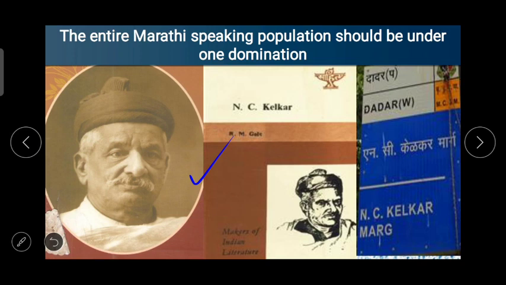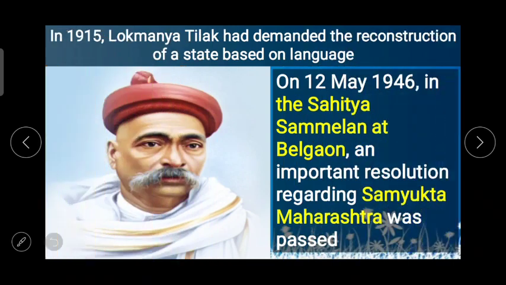In 1915, next to N.C. Kelkar, Lokmanya Tilak had demanded the reconstruction of a state based on language. But during that period, the issue of independence of India was more important, and hence this issue remained aside. So before 1947, even before India got independence, many people had this demand, but at that time the priority was to first get India independence, so these things did not come out, the movement did not run much, and they were not given much importance.